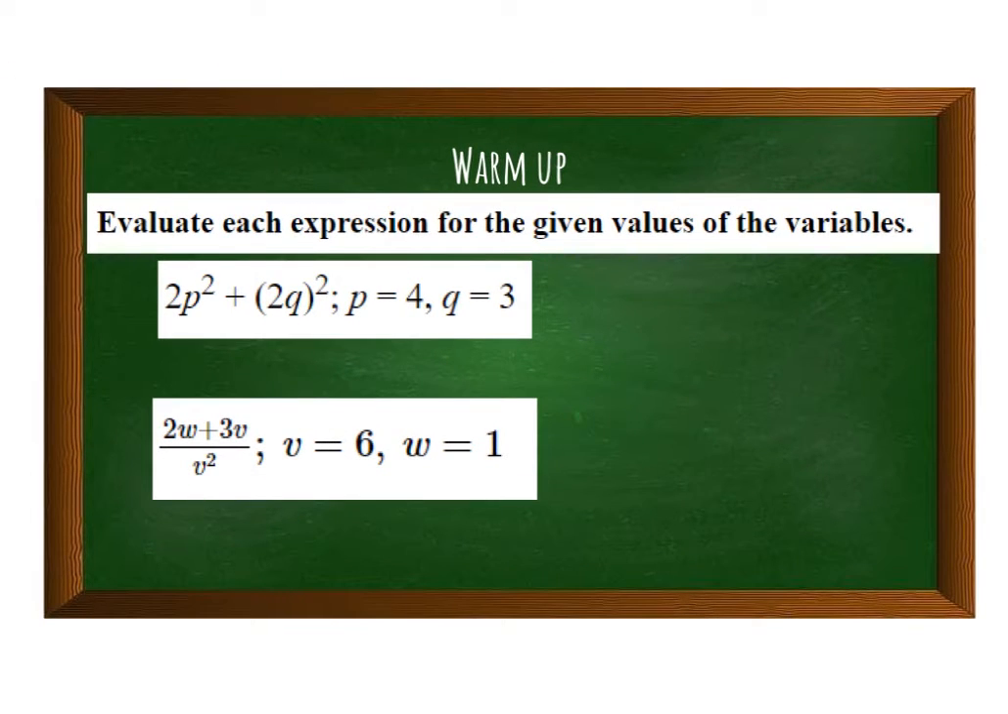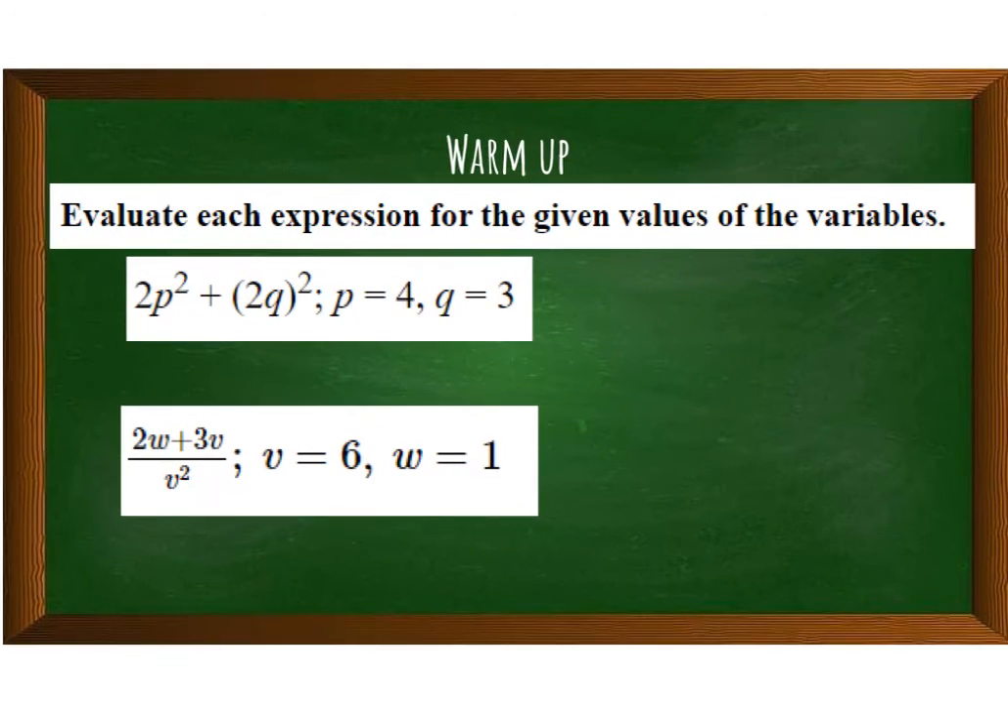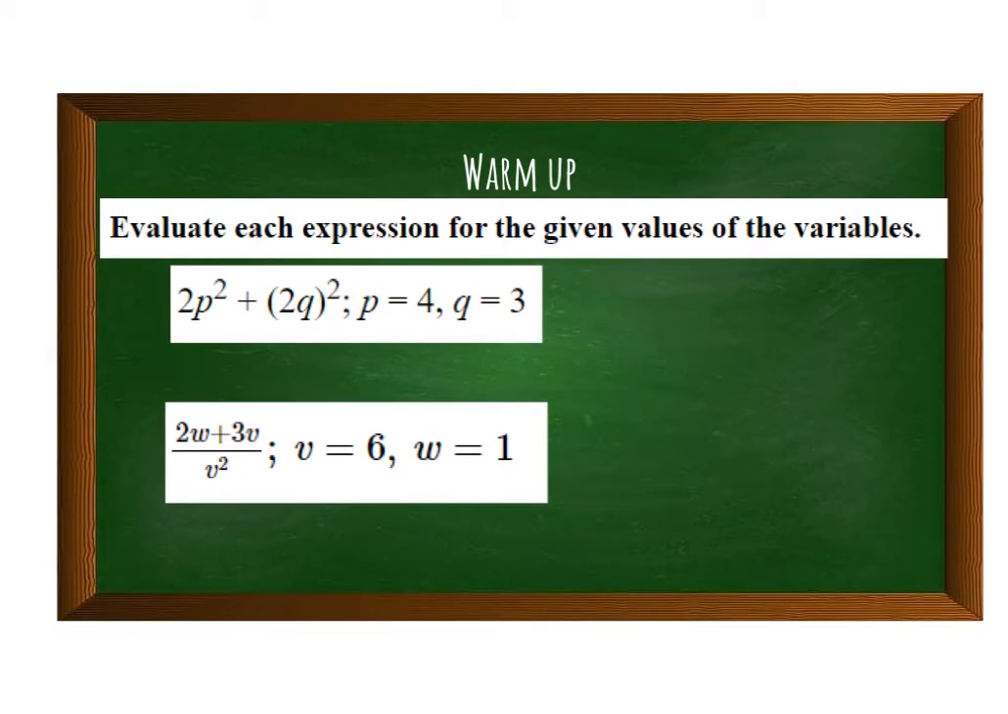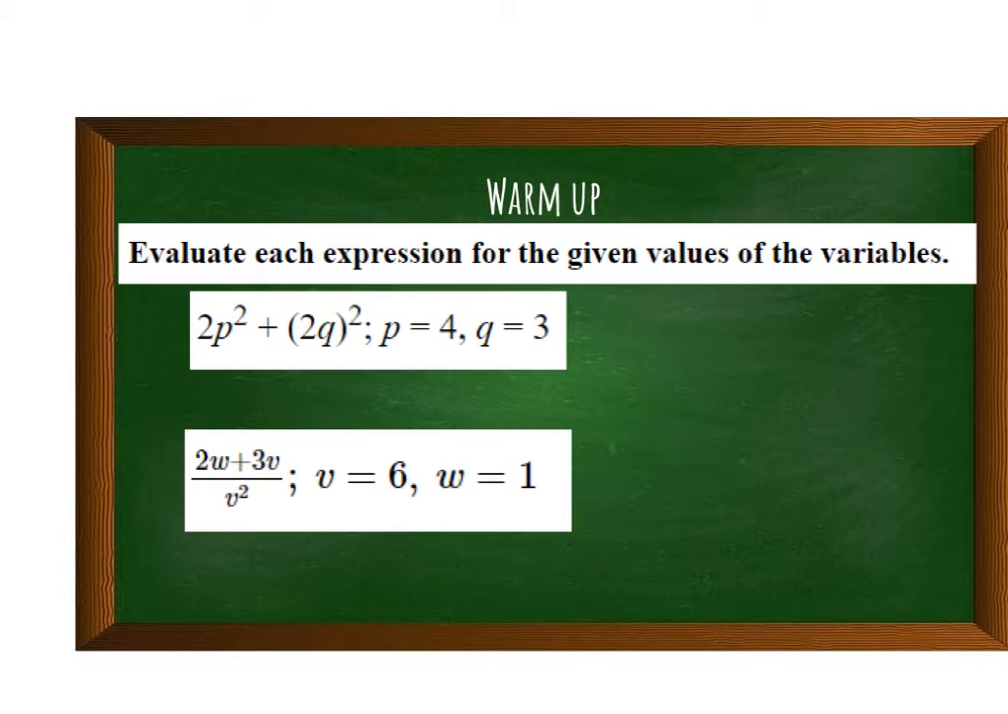So the warm-up for today: evaluate each expression for the given values of the variables. We have two expressions given and it asks us to plug and chug. All right, so let's go ahead and rewrite the 2p squared one. So it's going to be 2, p is going to be (4) squared plus 2, q is going to be (3).